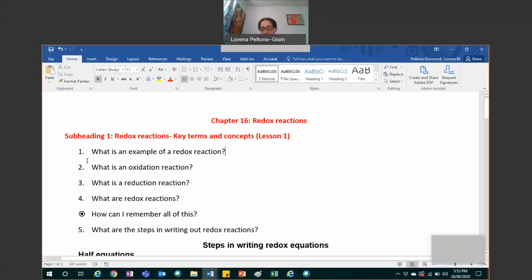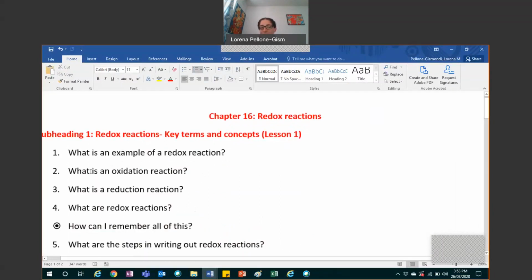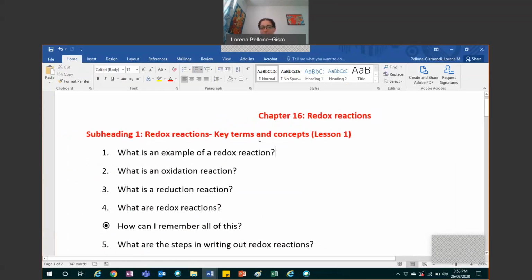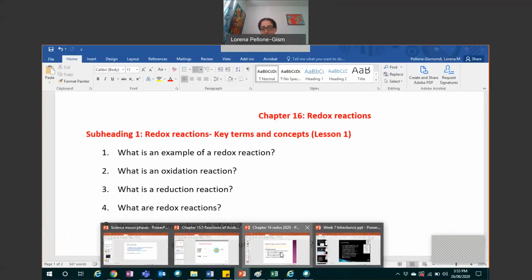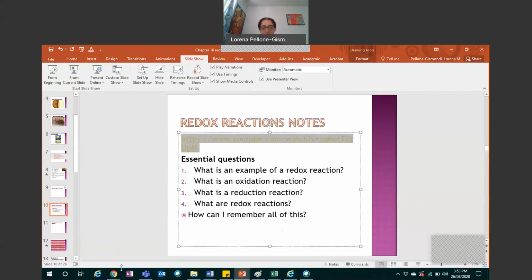And here are the essential questions. So we're actually just going to answer these questions. I would do something like this on the board anyway. So what's an example of a redox reaction? As you saw, I had a little video up here, and I'm going to show you this example now.